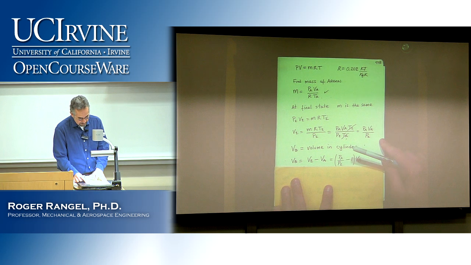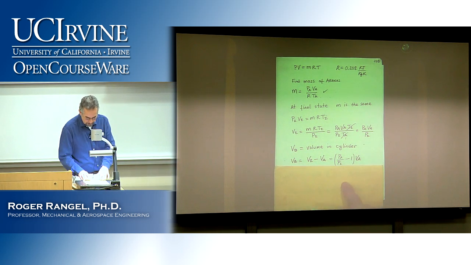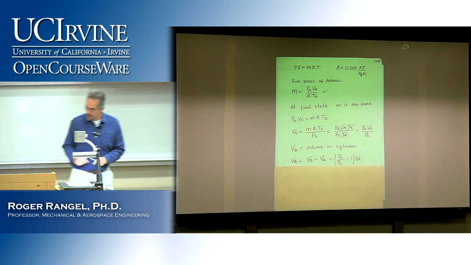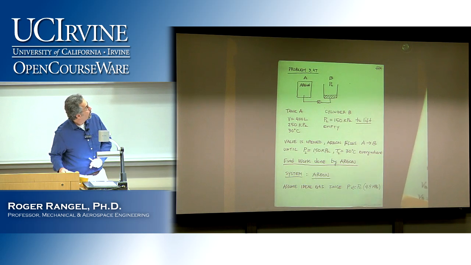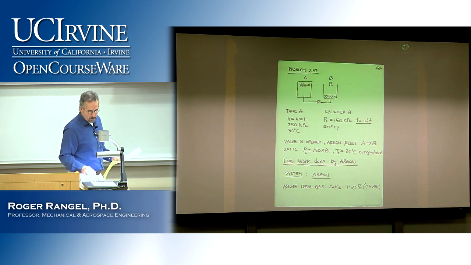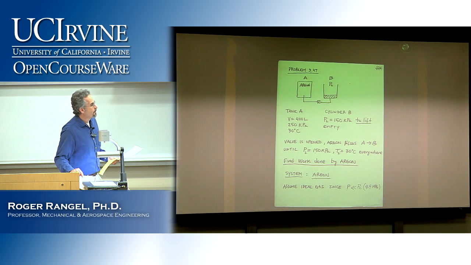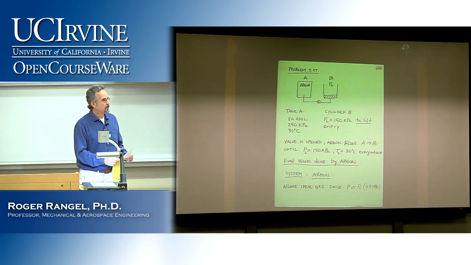So now I need to find the work. And how do I find the work? Let's go back to this schematic here. We said the work is the work that is going to be done in pushing this piston up. How can I calculate that work?